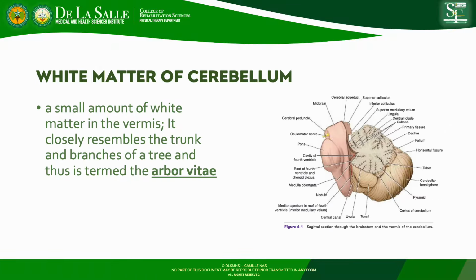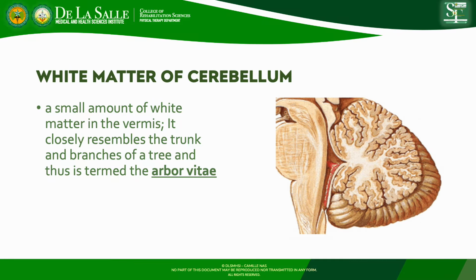The white matter of the cerebellum is where the deep cerebellar nuclei, which are the efferent pathway of the cerebellum, are embedded. It is a small amount of white matter in the vermis, and it's called the arbor vitae, resembling a tree branch. Here's another picture of the arbor vitae, the white part that resembles a tree branch. That is your arbor vitae. Inside that would be the deep cerebellar nuclei.